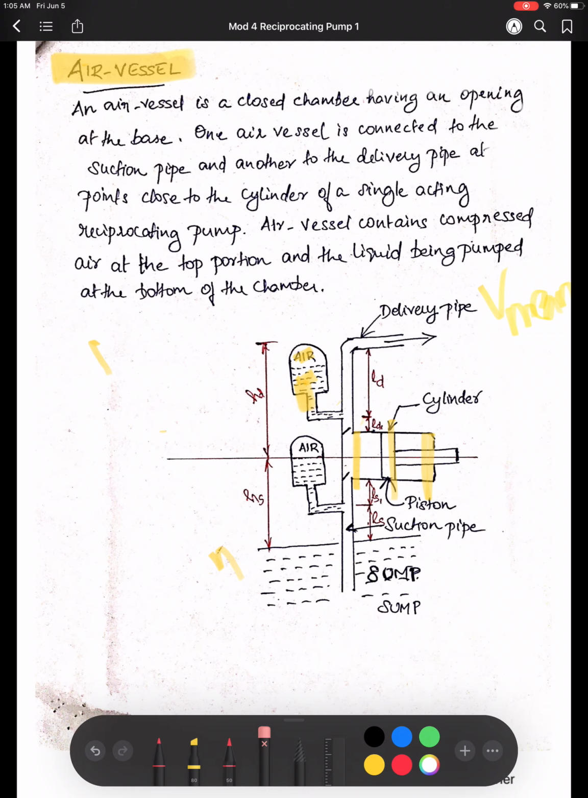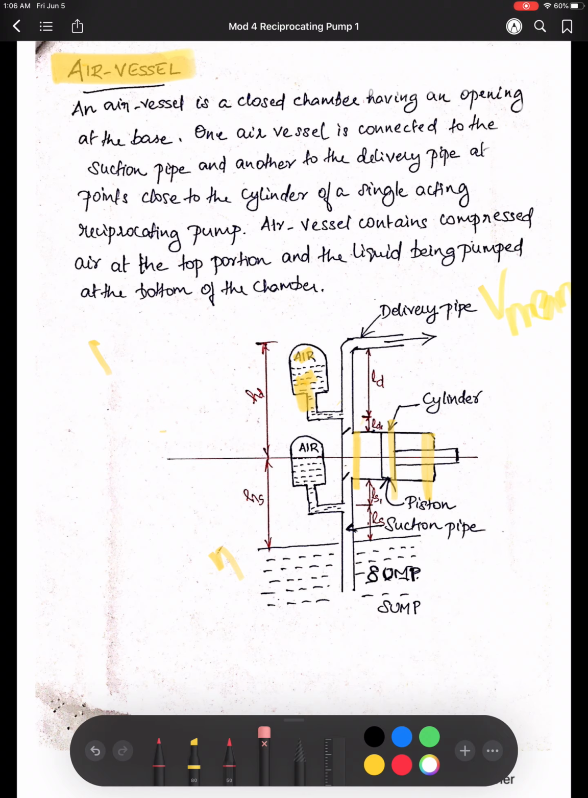During the second half of the suction stroke, the velocity in the suction pipe will be less than the mean velocity. That means the discharge in the pipe will be more, and the cylinder does not need that much amount of discharge.